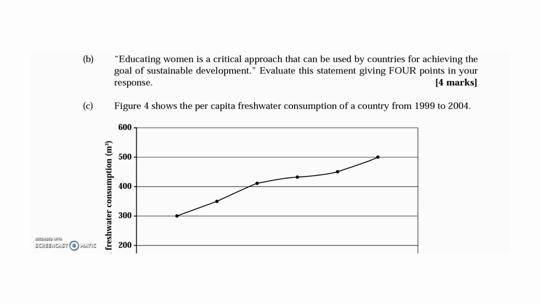All right, for question B, educating women is a critical approach that can be used by countries for achieving the goal of sustainable development. Evaluate this statement, giving 4 points in your response. All right, so let's go through this quickly.